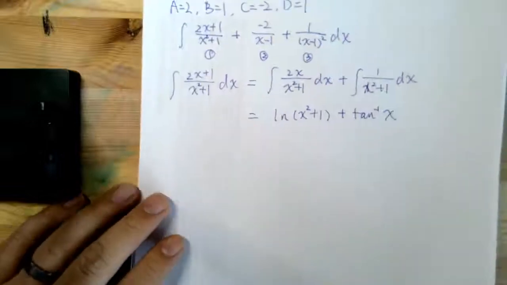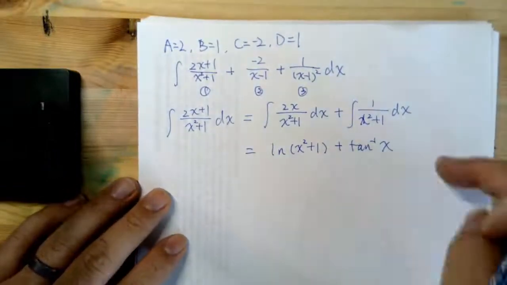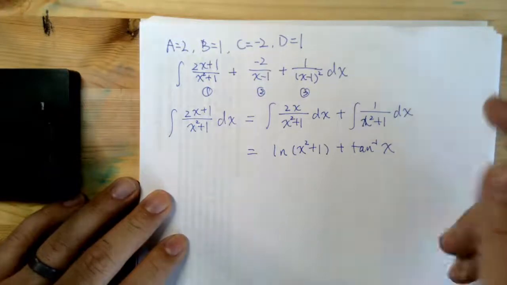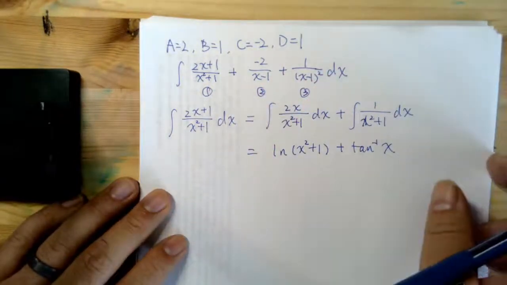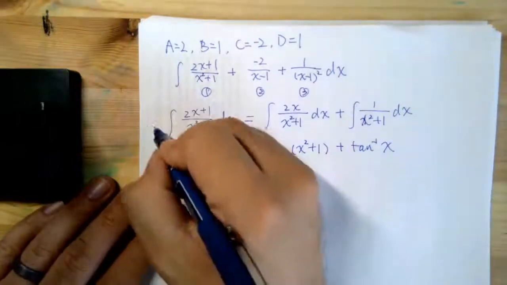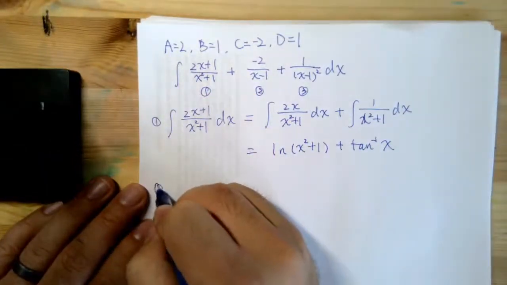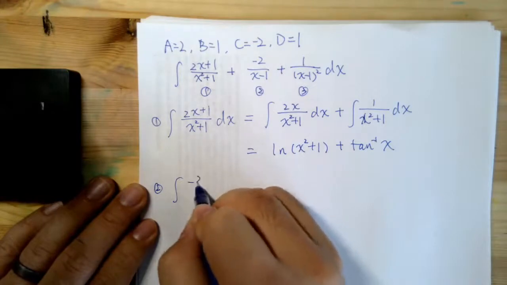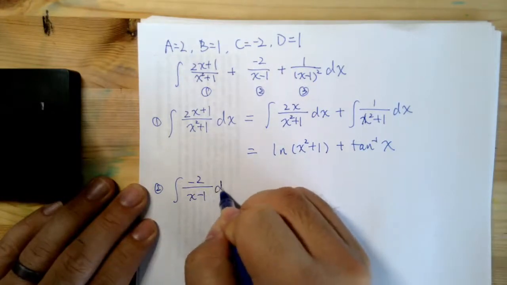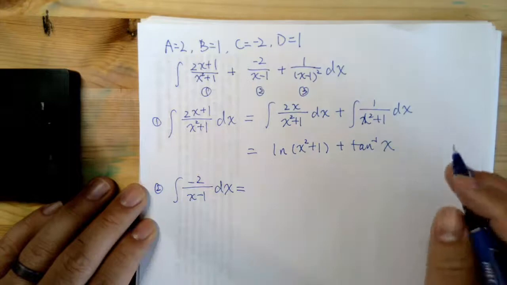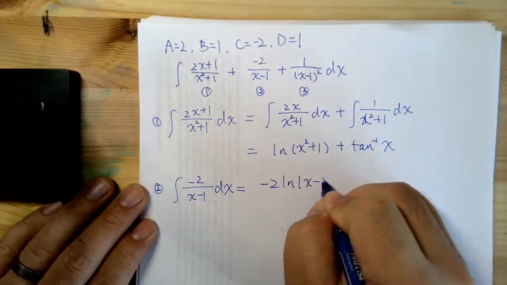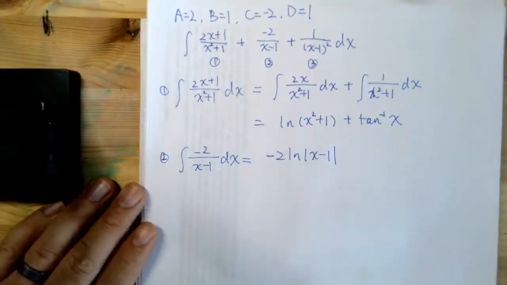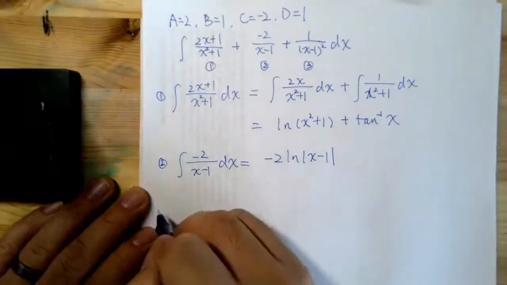I did not add the arbitrary constant c, because at the very end I need to put the answers 1, 2, 3 together and add the arbitrary constant c. Okay, so that's integral 1. For integral 2, the integral of negative 2 over x minus 1 dx is very straightforward, which is minus 2 ln of the absolute value of x minus 1, based on the simple integral rule.